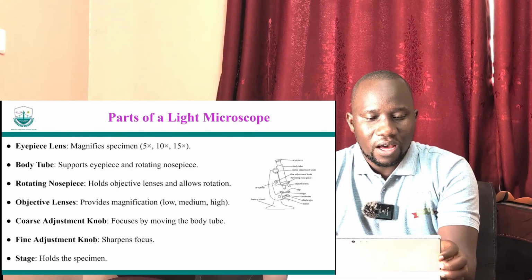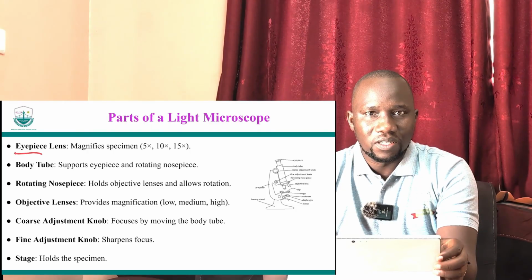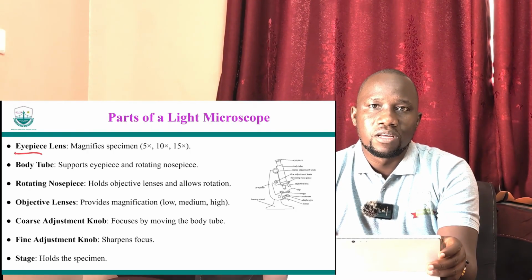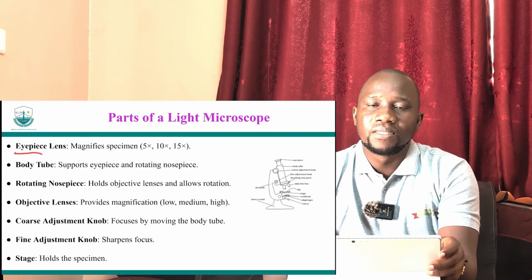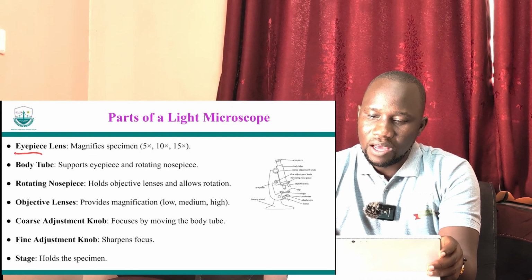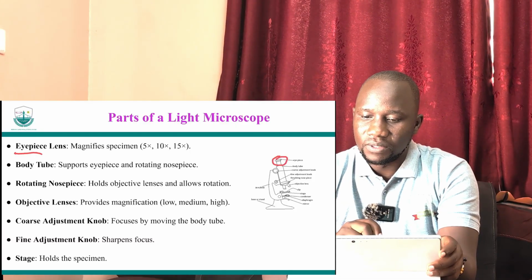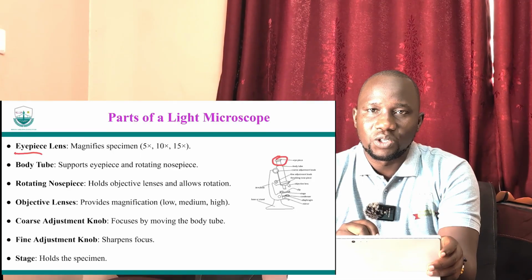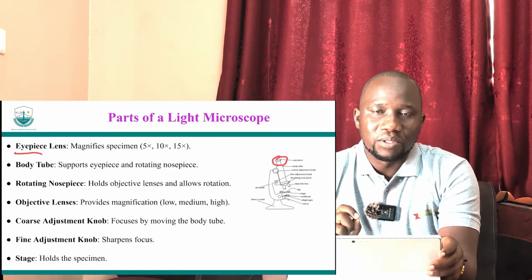So we have what we call the eyepiece. Sometimes it is named the eyepiece or the eyepiece lens. The eyepiece lens is what you see here. It's actually where you place your eye. It plays an important role in magnification.